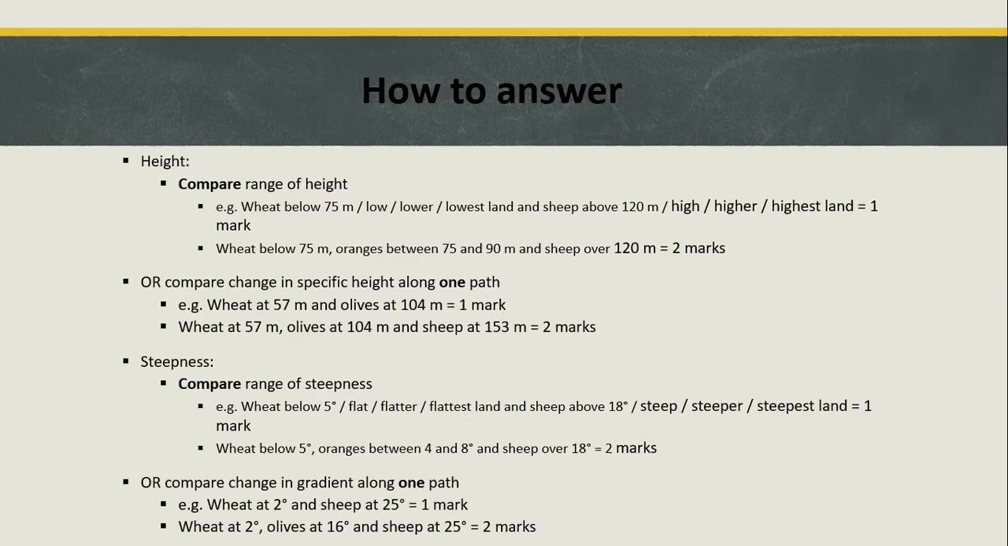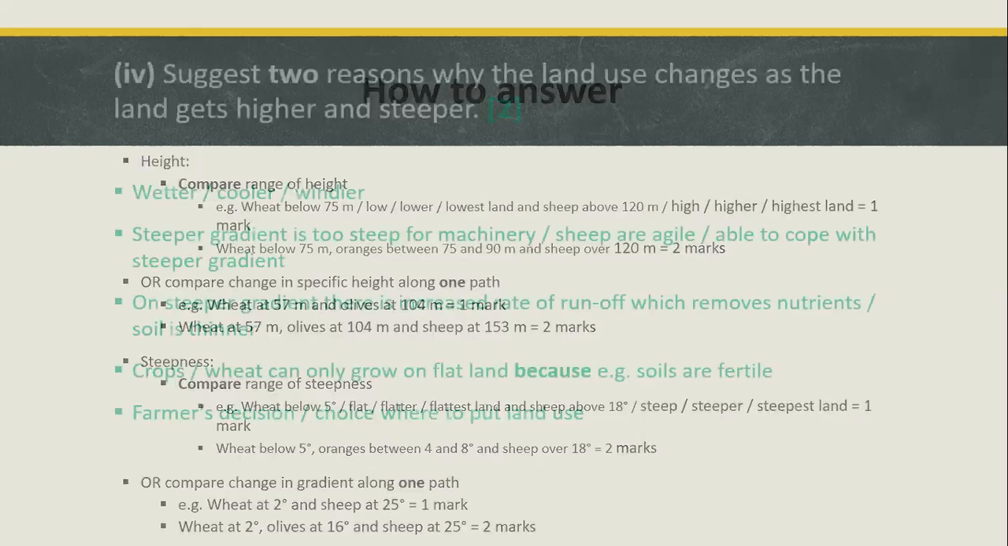Compare the range of the steepness. Wheat below 5 degrees, you can say flat, flatter, or flattest land, and sheep above 18 degrees, steeper. If you write wheat below 5 degrees, or ranges between 4 and 8 degrees, and sheep over 18 degrees, you will get 2 marks. Or compare change in gradient along one path. Example, wheat at 2 degrees and sheep at 25 degrees, you will get 1 mark. Or if you write wheat at 2 degrees, olives at 16 degrees and sheep at 25 degrees, you will get 2 marks. We continue.